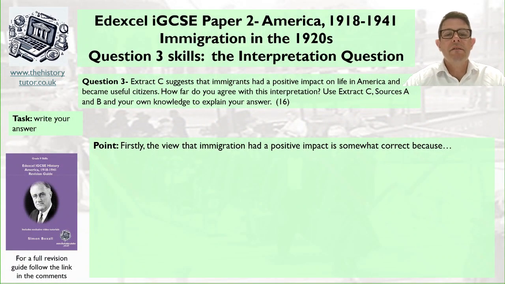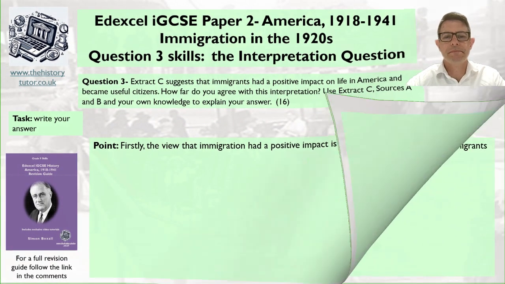Okay, let's make our first point then. So firstly, the view that immigration has a positive impact is somewhat correct because... Let's go with a "somewhat" to start with. Think about ways in which it's correct to start with, and then maybe not so correct towards the end of the paragraph. You use a "however" at the end. So think about a way that you think it might be correct as an opening argument. Pause me now and give an idea just to finish that first sentence.